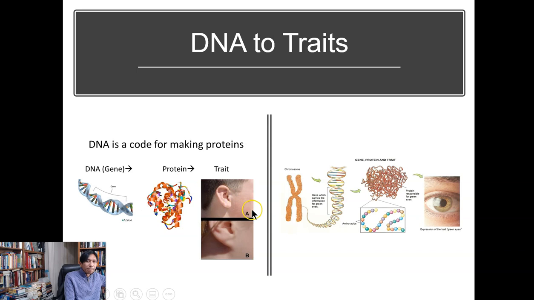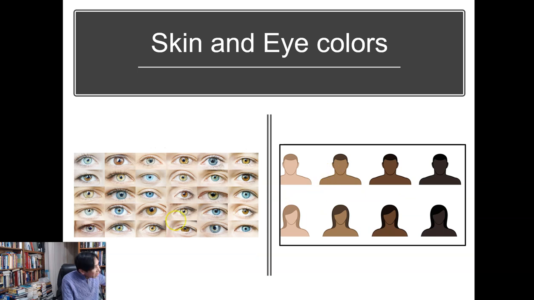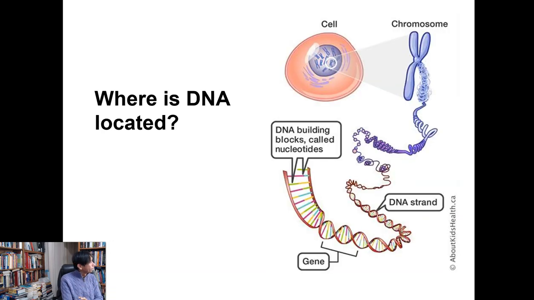Some people have attached earlobes and some have unattached earlobes. That is determined by the genes in your body. The gene creates a protein, and that's why you have a trait. Same thing with your eyes. DNA tells what type of eye color you have, how tall you're going to be, and your skin color. All these are determined by DNA.